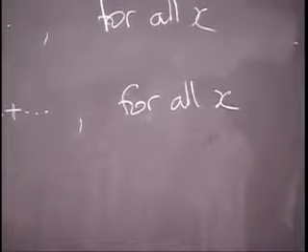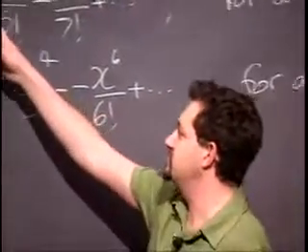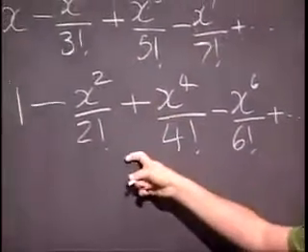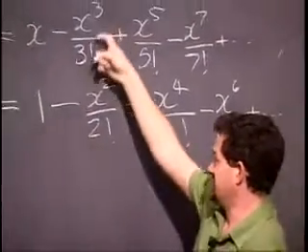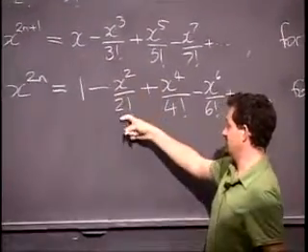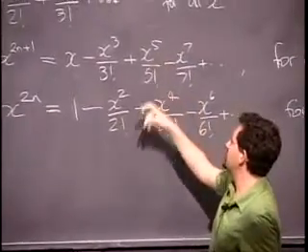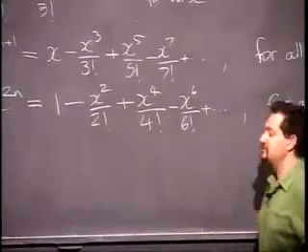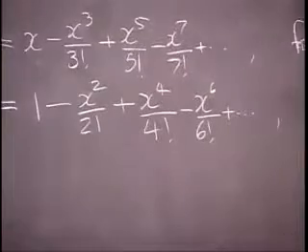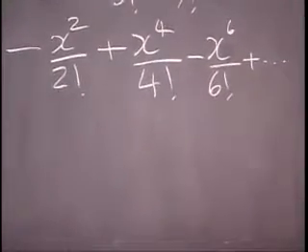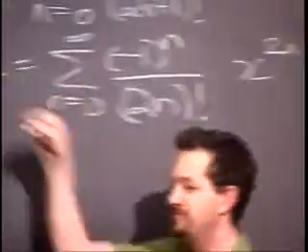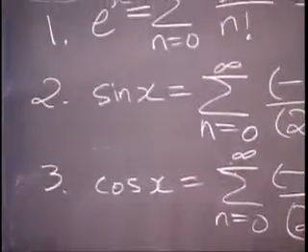By the way, if you differentiate any of these terms, you get this. Derivative of x is 1. X cubed over 6, derivative is x squared over 2. X to the 5 over 120, x to the 4 over 24. Try it and see. It's kind of nice. So, of course, the derivative of sine x is cosine x. I'll talk more about differentiating power series in a little bit.